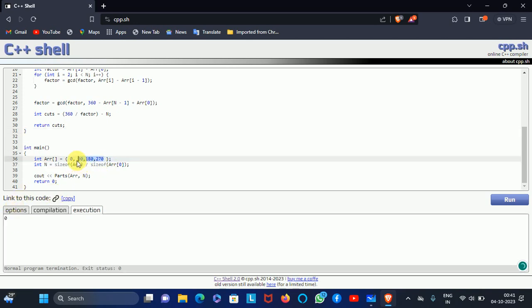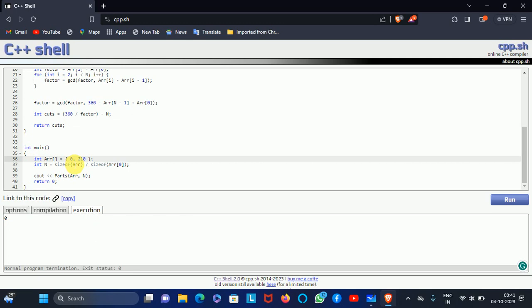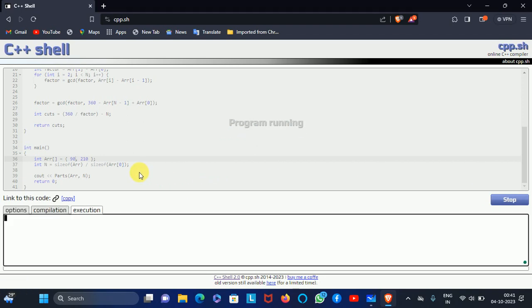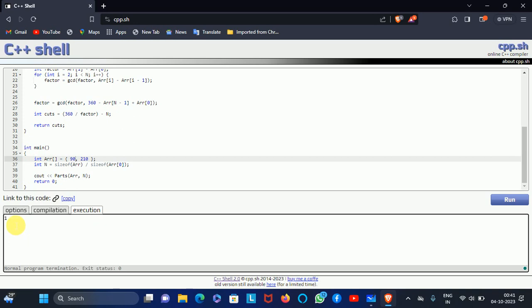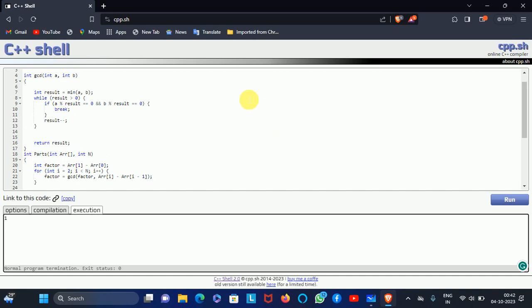Let's do one more example, with 90 and 210. You can see easily the minimum number of cuts required is 1. Similarly you can use lots of examples here. So this is the code, and that's it for this video.